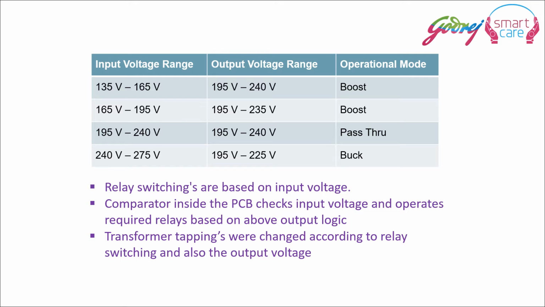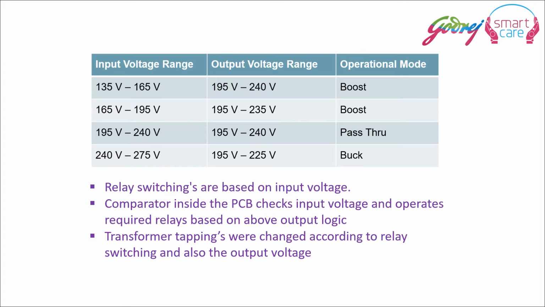When the input voltage is in the range of 135 volt to 165 volt, the output voltage range would be 195 volt to 240 volt AC. This is called a boosting circuit or a step up circuit. Similarly, when the input range is 165 to 195 volts, the output voltage will be 195 to 235 volt. This is also a boosting circuit. That means it is increasing the voltage a little bit.